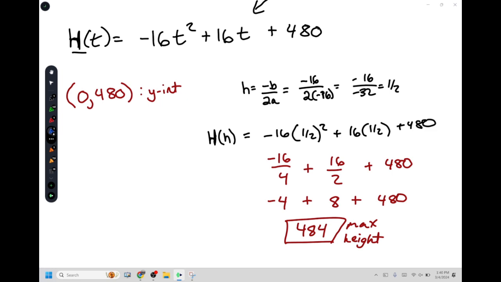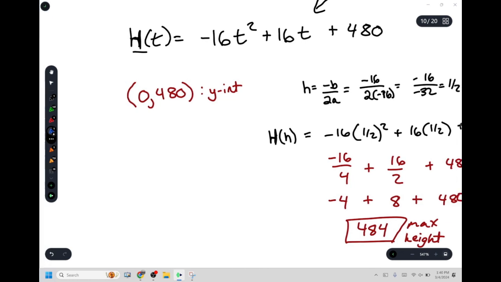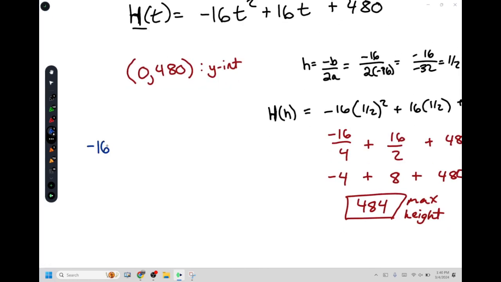Ooh, I know what we haven't found yet. Anybody else know what we haven't found yet? The zeros. Isn't that fun? You know how to find zeros? How? Set the whole dang thing equal to 0. That's technology. You can do better.